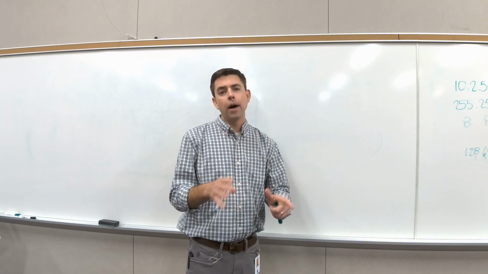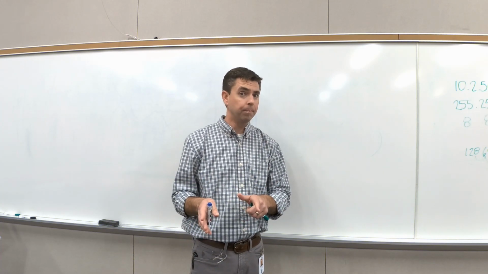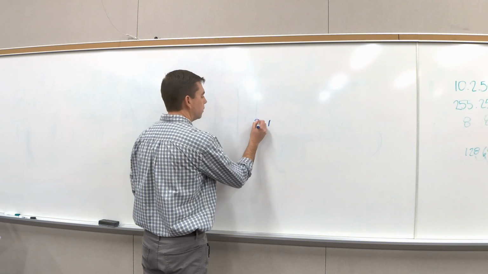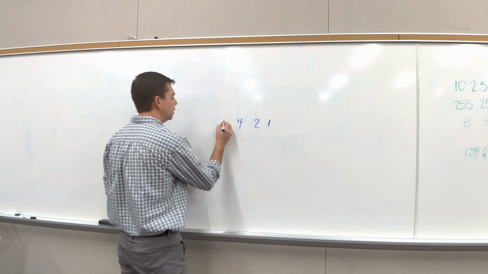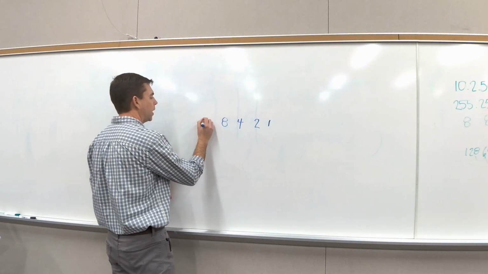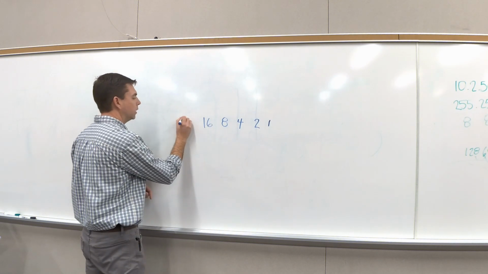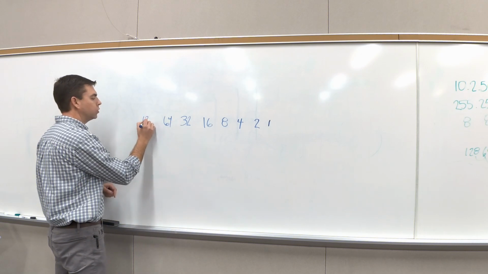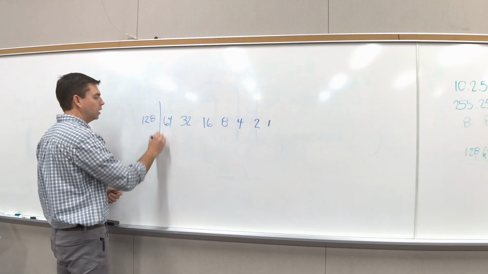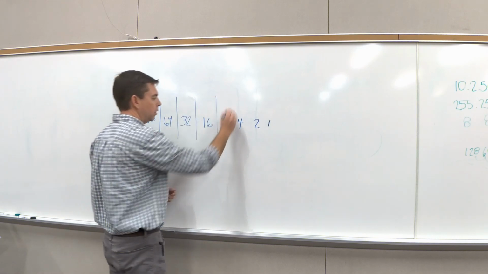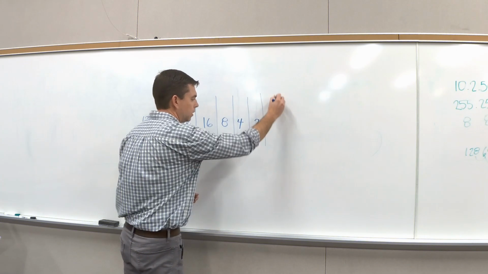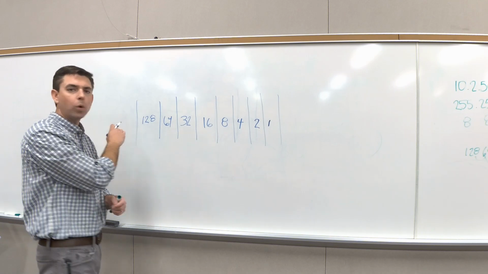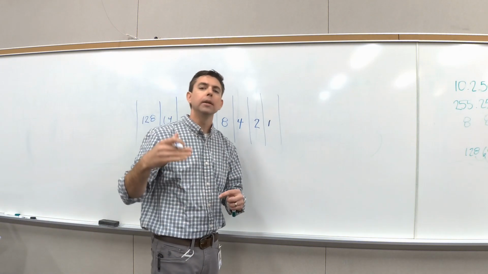Binary is built off of the base 2 system. And the base 2 system looks like this. So you have 1, then you have 2, and then you have 4, you have 8, and then you have 16, and 32, 64, 128. And this goes further, of course, 256, 1024, et cetera.